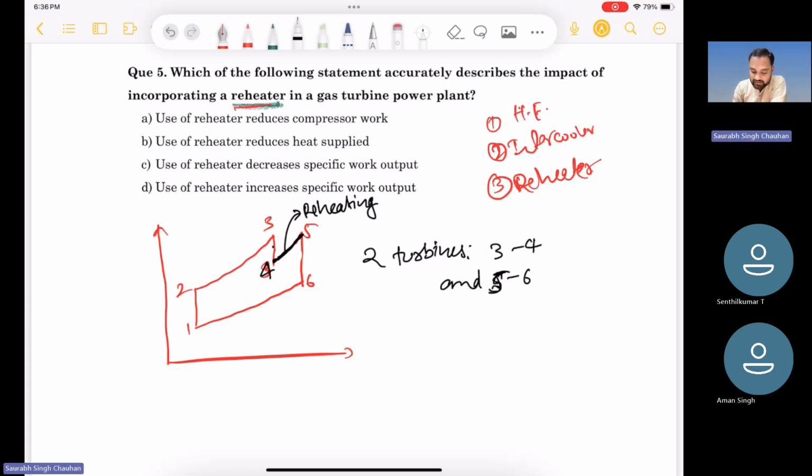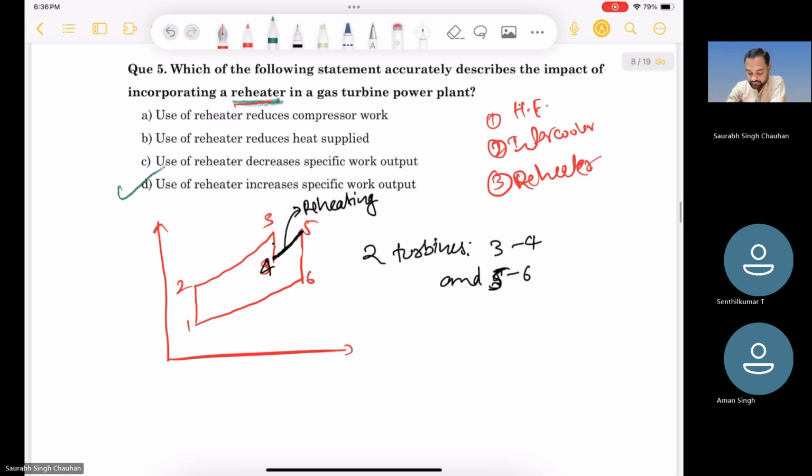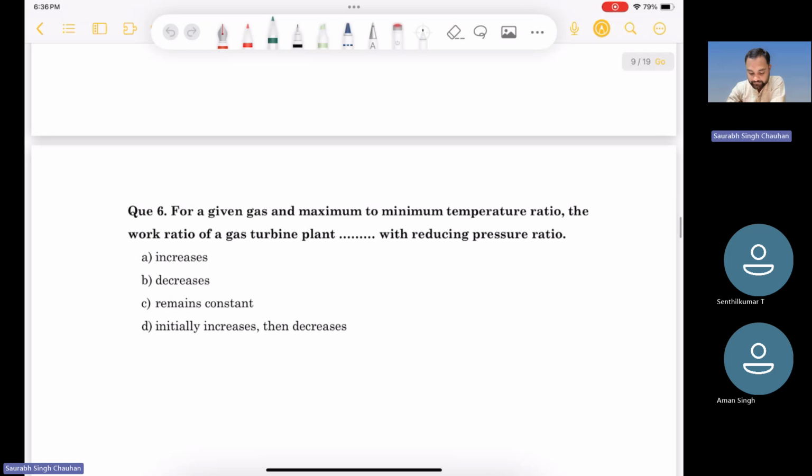So four options are there. Use of reheater reduces the compressor work. This is not correct. We are not doing anything related to the compressor; we are not disturbing the compressor. Use of reheater reduces the heat supplied. This is also not correct. Use of reheater decreases the specific work output. This is not correct. We don't want to reduce the specific work output; we want to increase it. So only option D is correct.